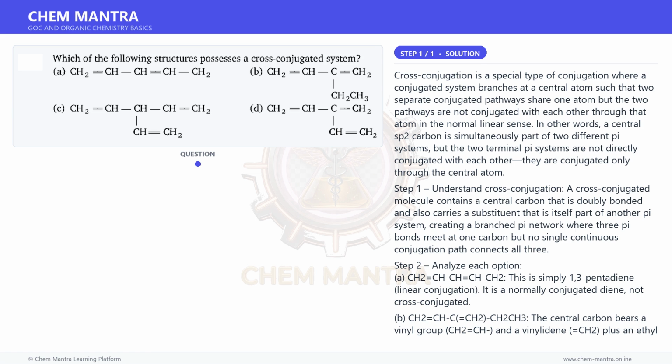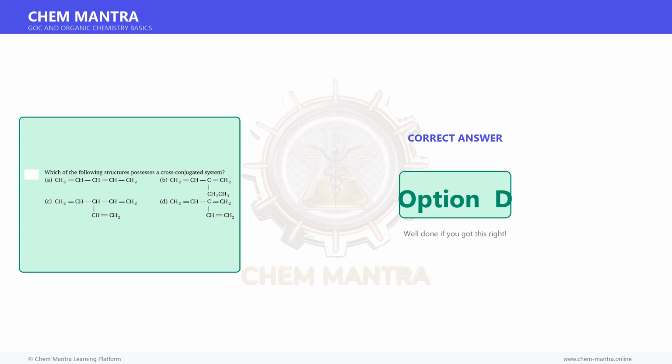Step 3. Confirm answer. Option D has a central sp2 carbon bearing three pi bond containing groups arranged in a branched, cross-conjugated topology, which is the hallmark of cross-conjugation. Therefore, the correct answer is option D.